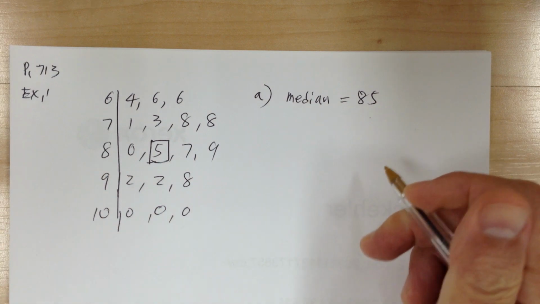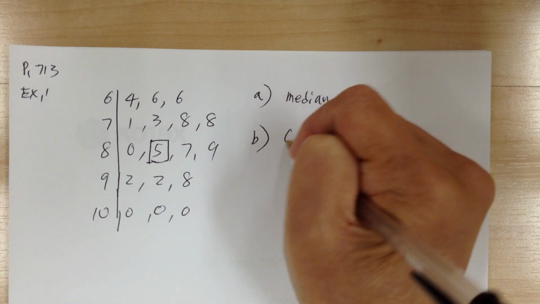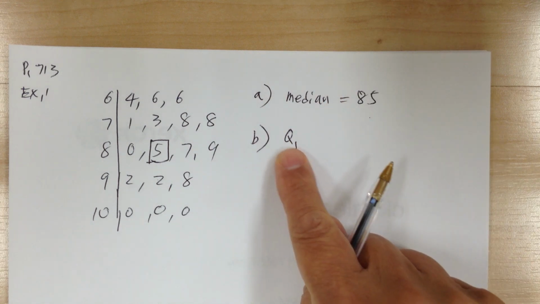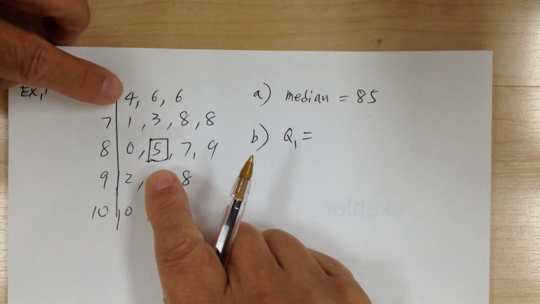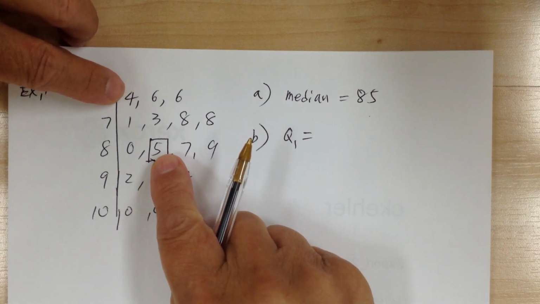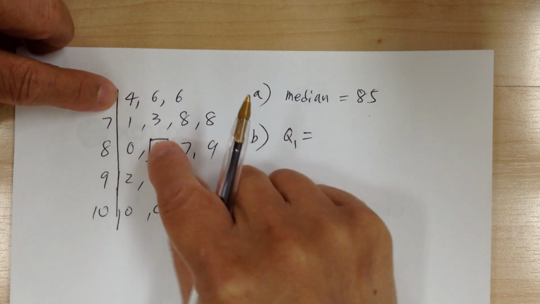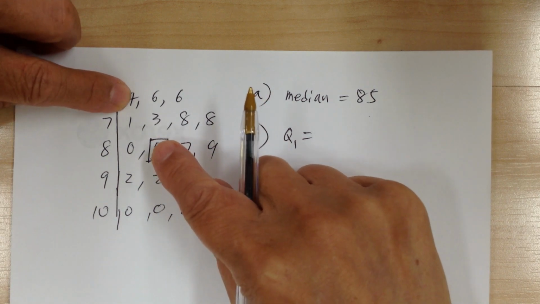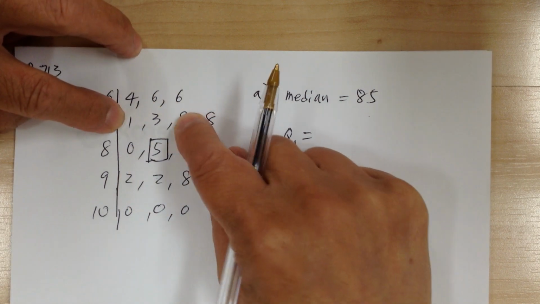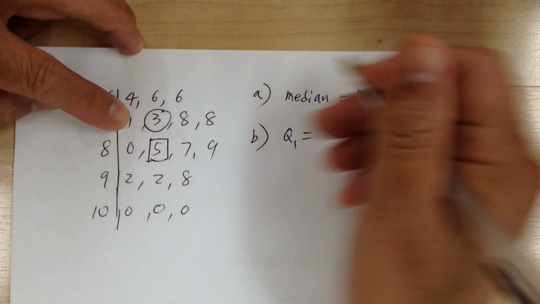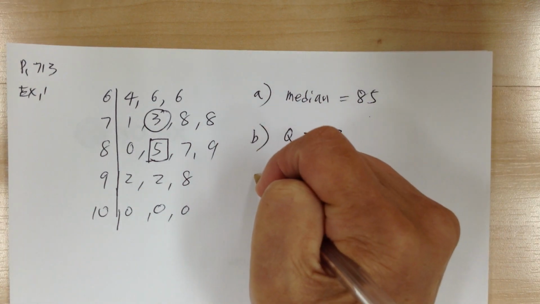Now part B, you're looking for the first quartile. I'm going to use Q1 to mean first quartile. For the first quartile, it's a middle number between the lowest and the middle. So you have to include the middle. So start from the lowest and the middle, and again you work toward each other. And so this is it. So 73 is your first quartile.